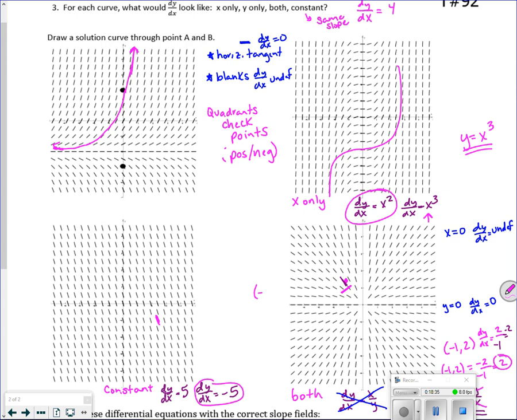Okay? What you draw is the largest continuous. You have to draw a continuous thing. So if it was asking for the solution curve through that point, that is all I would draw.